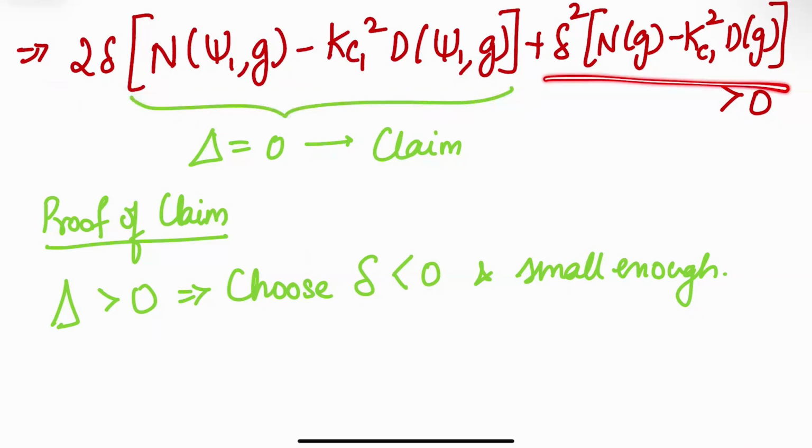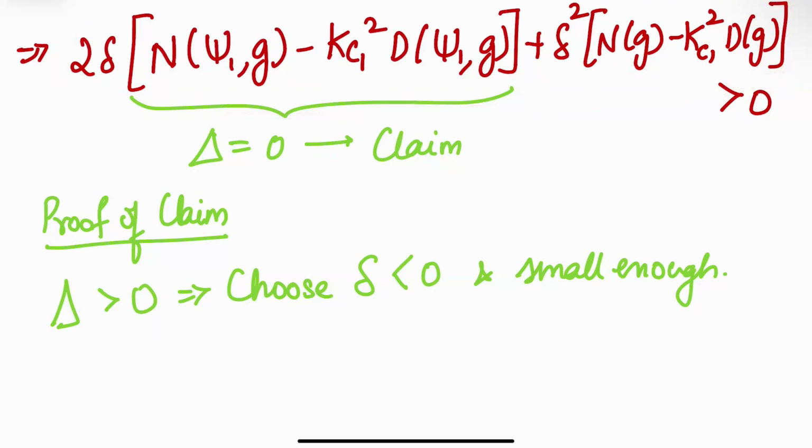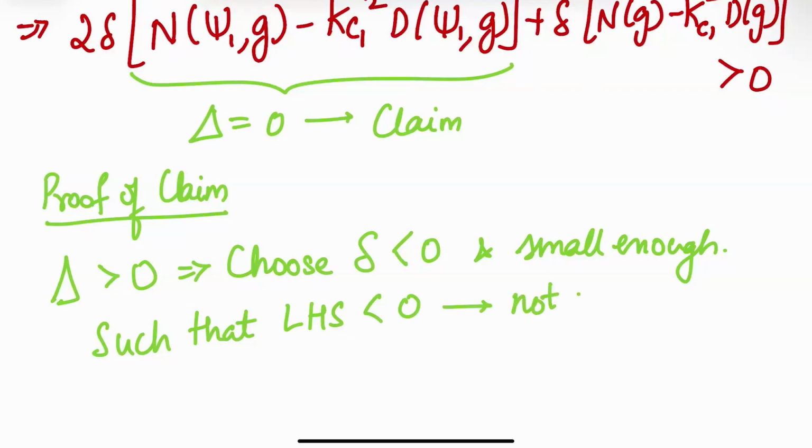And since this term became negligible, this whole factor is less than 0, right? And that's not possible because we know it's greater than 0, and small enough such that the left-hand side can be made negative. That's not possible. It's a contradiction, because we know it's supposed to be greater than 0 for any delta.